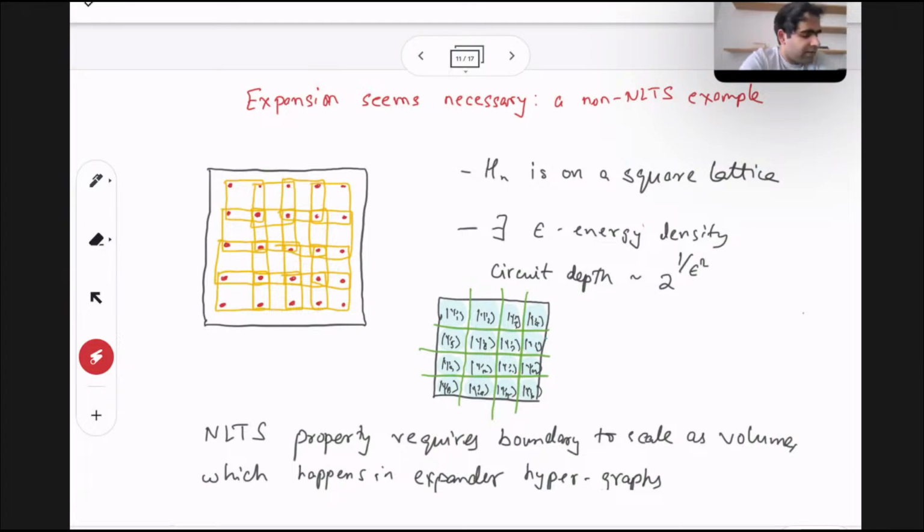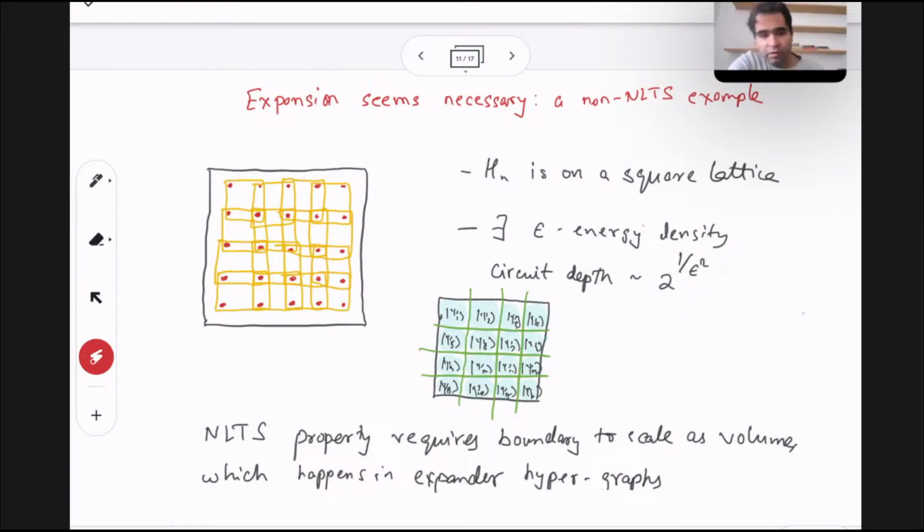For this, I will imagine these red particles living on a 2D lattice, and let's say these are interacting through these 4x4 interactions. Each interaction acts on 4 qubits at once, as you see in this image. So there are overall 16 interactions here, one for each 4 neighboring qubits. But of course, these 2 qubits don't interact with these 2 qubits. So this Hamiltonian is on a square lattice, and the claim is that I can very easily prepare a quantum state of epsilon energy density using a quantum circuit of depth 2 to the 1 over epsilon square.